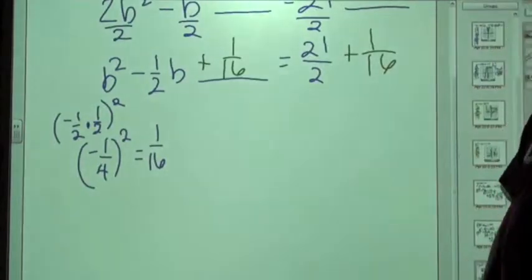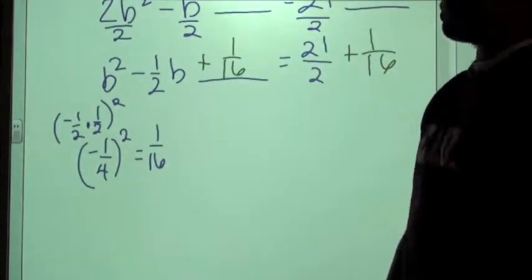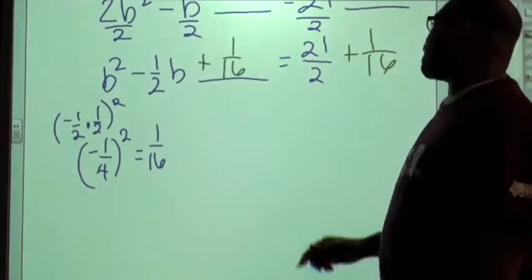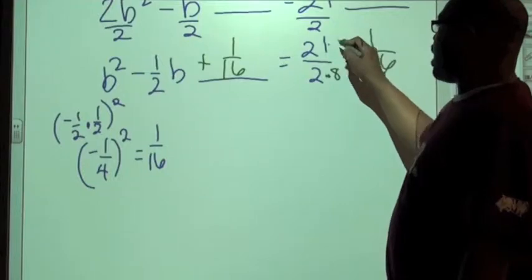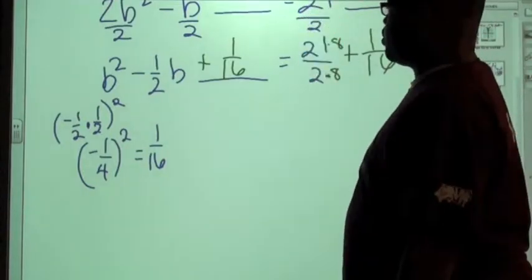You have to be good at fractions. Make sure you're using fractions. Don't be afraid of them. They're wonderful. And so, I can't add these unless they have the same denominator. Multiply by 8 times the top and the bottom, or the denominator and the numerator.